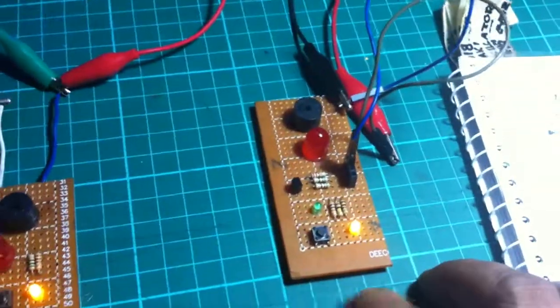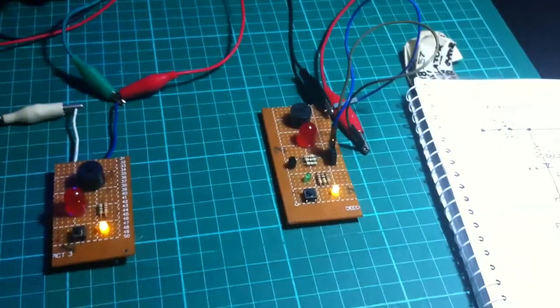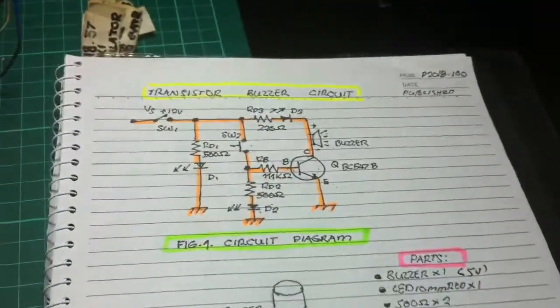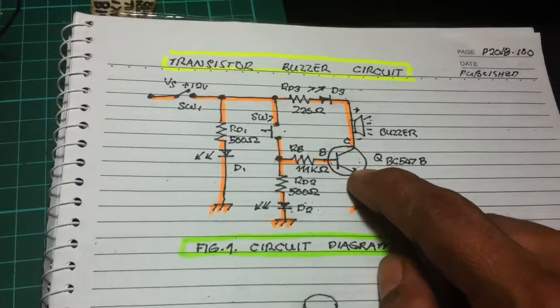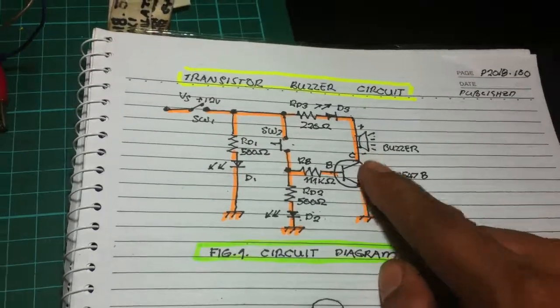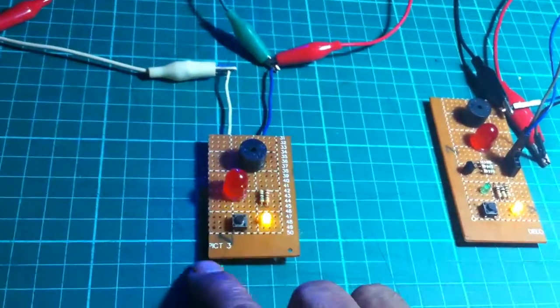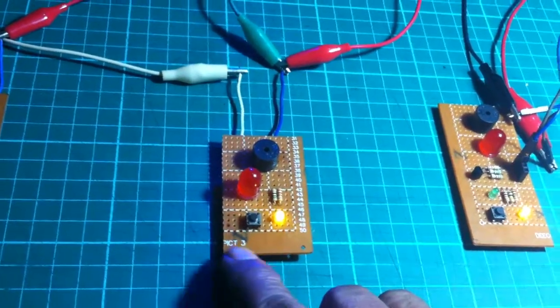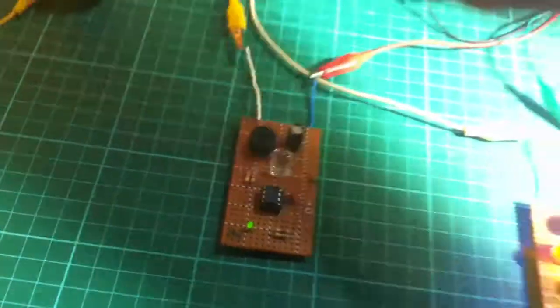So we have now this new circuit, a transistor buzzer circuit. And we are using the transistor to conduct in saturation mode. Unlike this one, this is a normal or ordinary buzzer. The push button is connected in series. This one is a 555 timer, an automatic buzzer circuit.